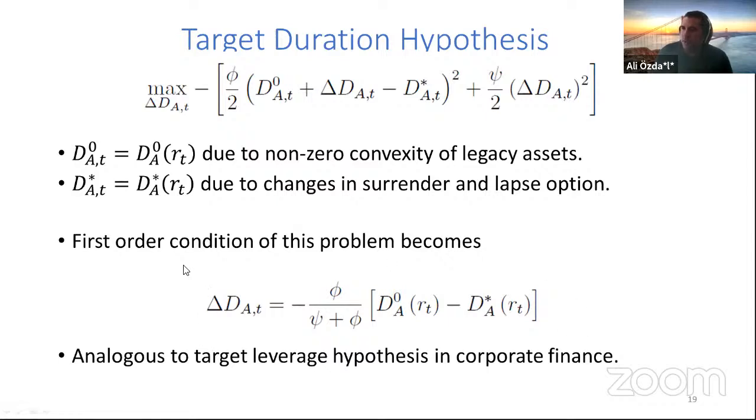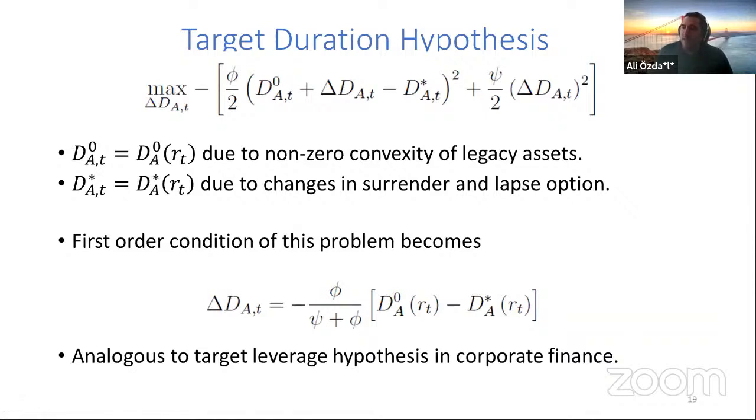This first order condition, there seems to be too much notation, but it is extremely intuitive. The left-hand side is the change in active duration, all right? And the right-hand side is the difference between the duration of the legacy assets, what the duration of the assets of this insurance company would be if it does not engage in any sort of duration adjustment, minus the target duration of the assets, all right?